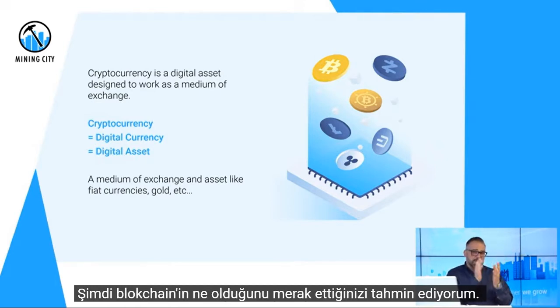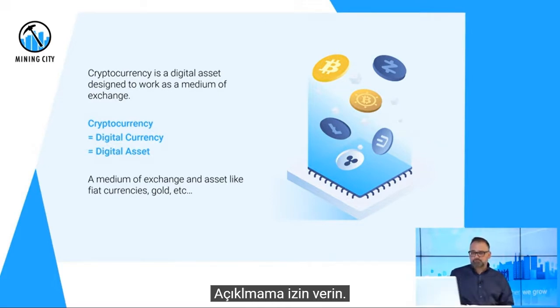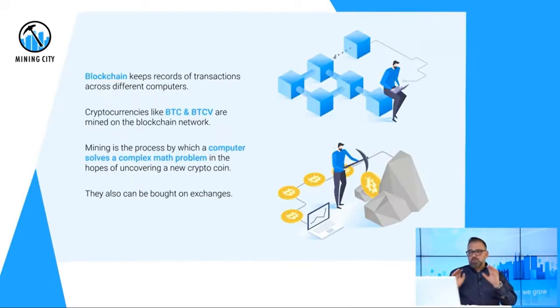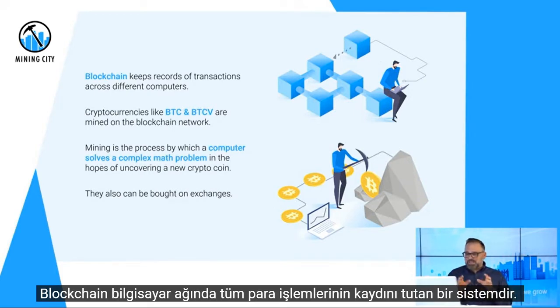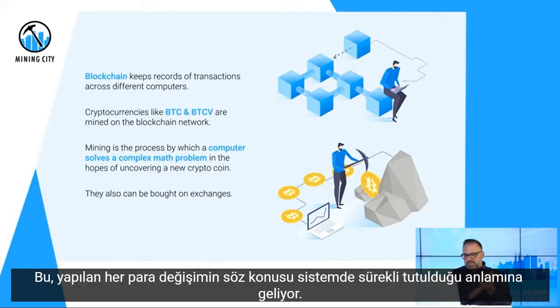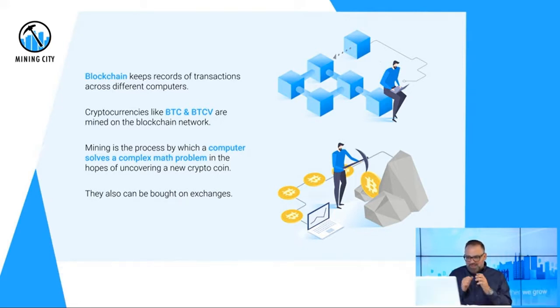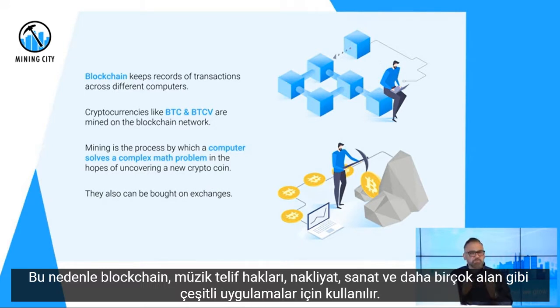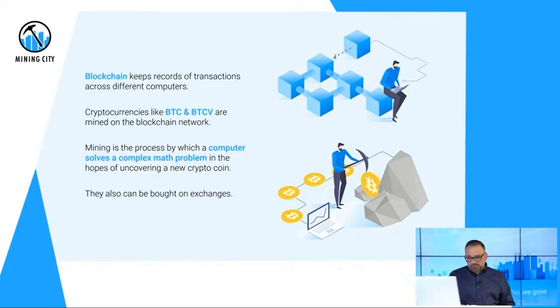So I'm guessing that now you would like me to explain what a blockchain is. So let me do that. Blockchain is a system that keeps a record of all the transactions across the network of computers. You see, this means that every exchange ever made will be permanently stored within that system. That is why blockchain is used for many applications, from music rights to shipping, art, and much more.